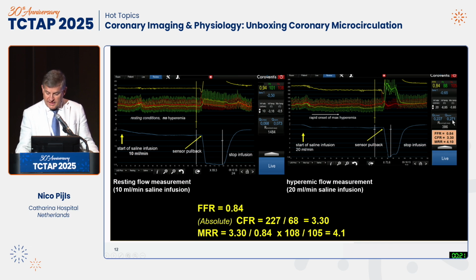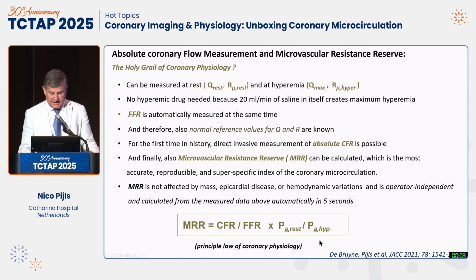All the values you measure are given here. Your FFR is 0.84. You can calculate absolute coronary flow reserve: 227 milliliters per minute hyperemic flow divided by 68 resting flow, and your MRR is 4.1. And that is what really characterizes the microcirculation.